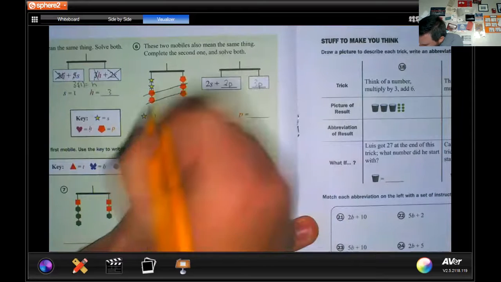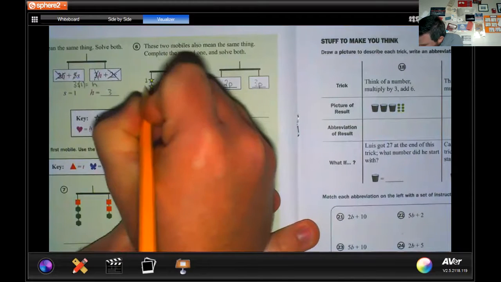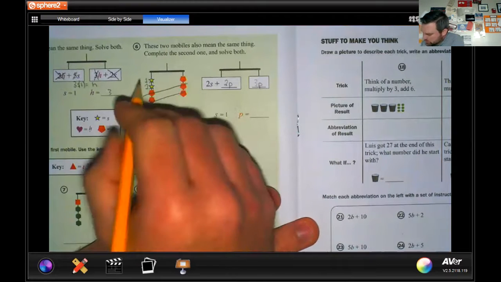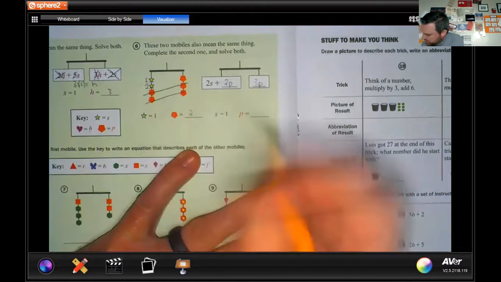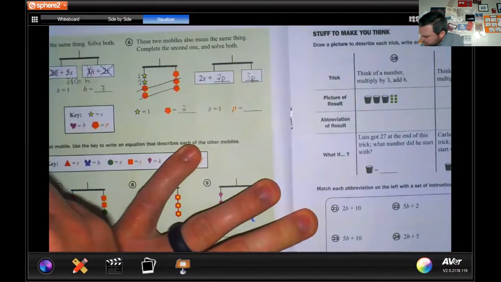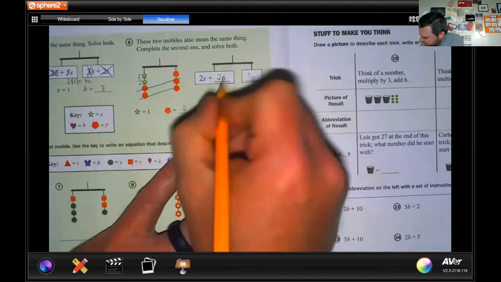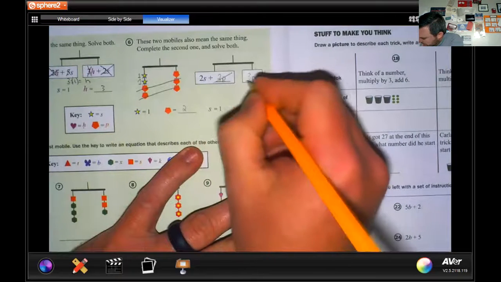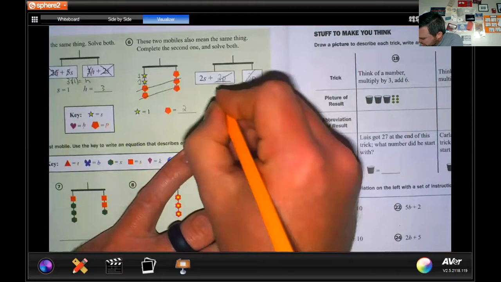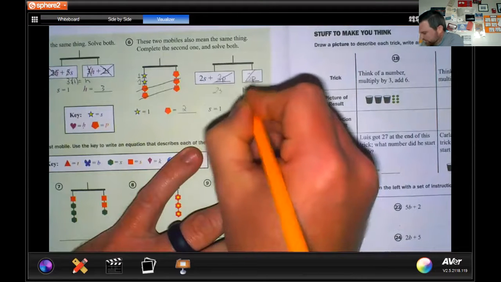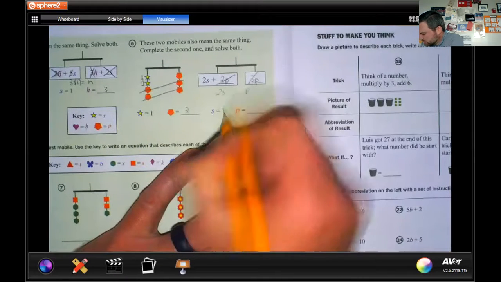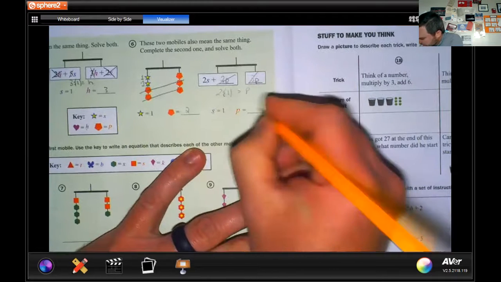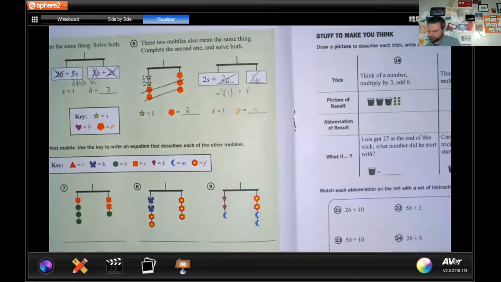I know that a star is 1. So 1 and 1. So 2 stars is the same as a pentagon. And I know that a star is worth 1, so a pentagon has to be worth 2. Let's see if that's the same thing over here. Okay, so I've got 2p over here and 3p over here. So I'm going to get rid of 2 of them, and I'm left with 1p over here. So 2s over here and p over here. Well, I know that s is 1, so replace that with a 1. So 2 times 1 equals p. So that means that p has to be 2.